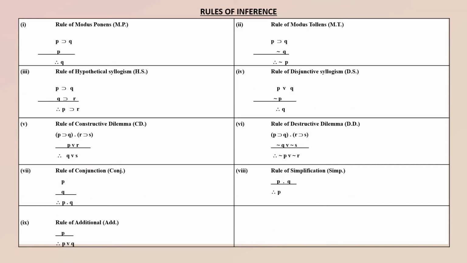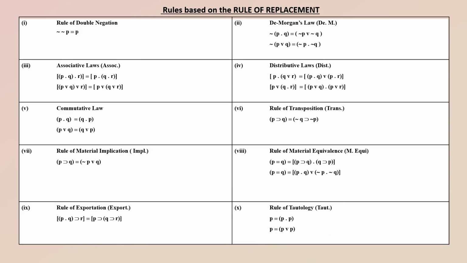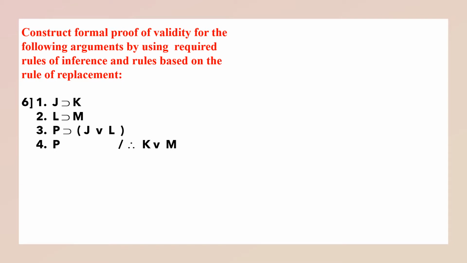We have already studied the 9 rules of inference. We know those 9 rules: MP, MT, HS, DS, CD, DD, conjunction, simplification, addition. And we have studied the rules based on the rule of replacement. Those are double negation, De Morgan's law, associative law, distributive law, commutative laws, rule of transposition, rule of material implication, rule of material equivalence, rule of exportation, and rule of tautology. Let us continue the exercise.